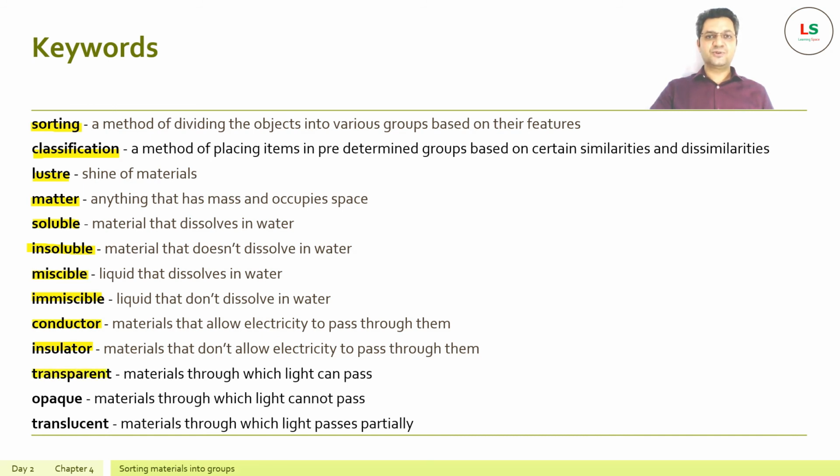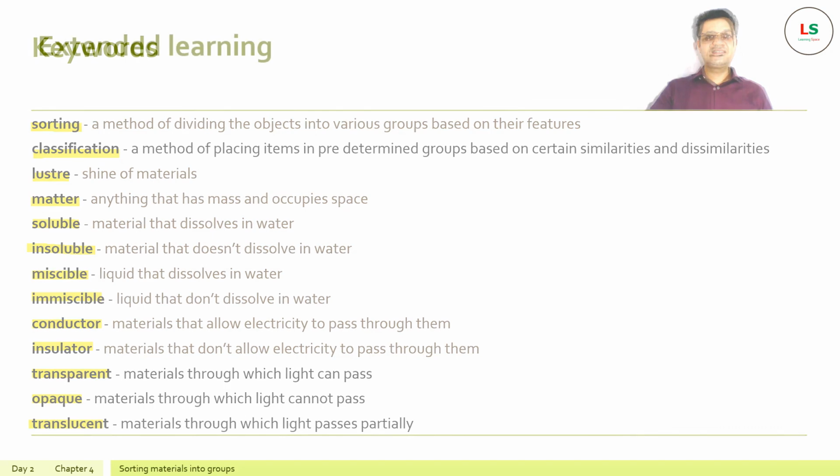Transparent, material through which light can pass. Opaque, materials through which light cannot pass. Translucent, materials through which light passes partially.